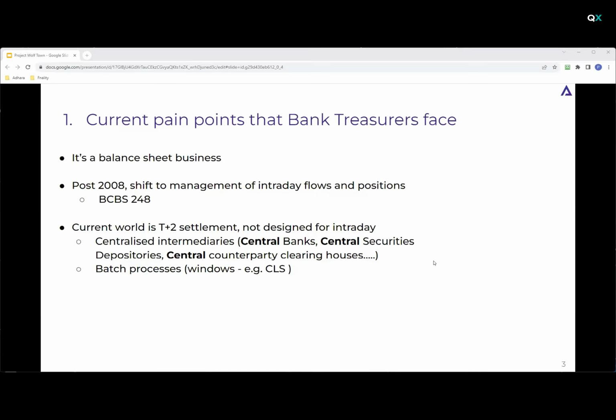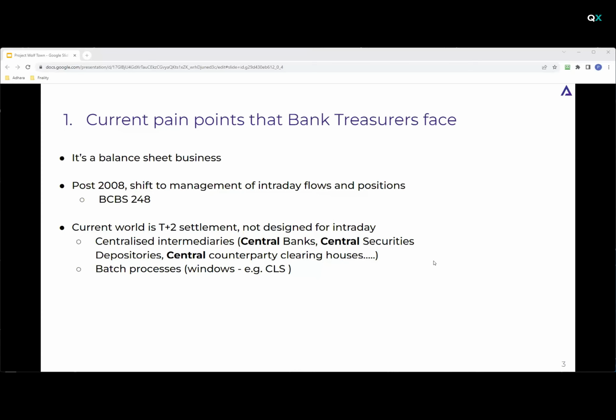Post 2008, there has been a shift towards management of intraday flows and intraday positions. So, for example, BCBS, which is the Basel Committee for Banking Supervision, part of the Bank of International Settlements, 248 specifically talks about banks needing to implement tools for monitoring intraday flows. Now, it's one thing to monitor intraday flows and understand where you are from an intraday perspective, but the problem is being able to do something about those, because the current world is a T+T settlement, it's not designed for intraday management of flows.